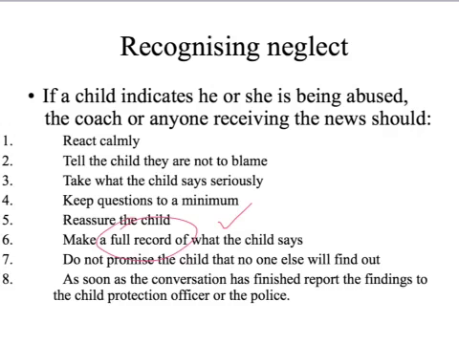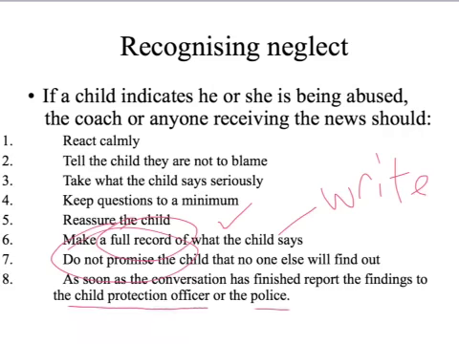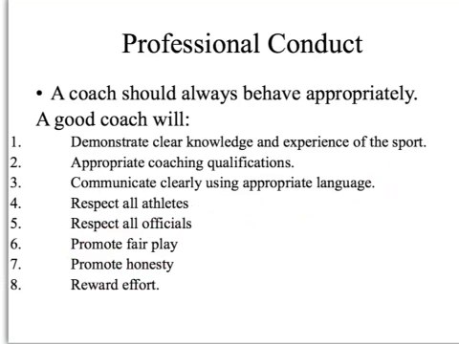Keep a full record. You want to write this down so that you have a comprehensive record of what they said to you at the time, and it also prevents you forgetting. This also means that if anything were to proceed legally in terms of courts or the police, you have an accurate record from which to back up what was said. Never make any promises about no one else finding out. As soon as the conversation is finished, report the findings to your child protection officer or the police, depending on the severity of the matter and also who it will involve. For example, if it involves the child protection officer, you're not going to go to them first, you would go straight to the police. Okay, next one.